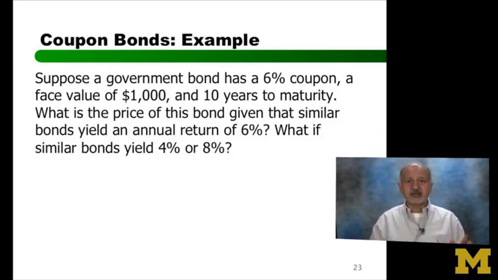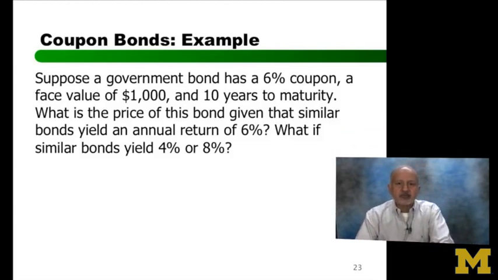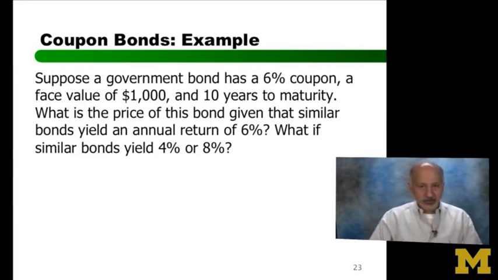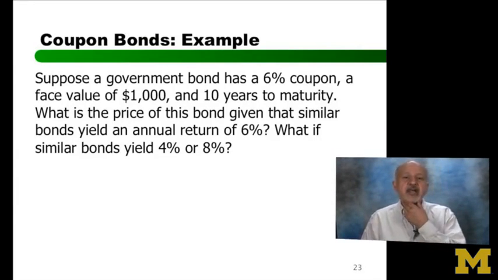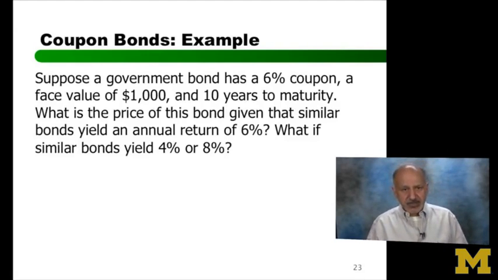Okay? So does everybody please pay attention to this for a second. Suppose a government bond has a 6% coupon, a face value of $1,000, and 10 years to maturity. What is the price of this bond given that similar bonds yield an annual return of 6%? What if the similar bonds yield 4%? And what if they yield 8%?